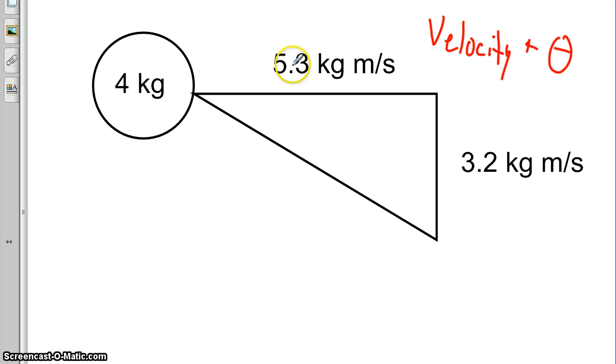To get this, you can use the Pythagorean theorem, because this is obviously a right triangle and we know two sides. So the Pythagorean theorem says a squared plus b squared is c squared, and we can use that to figure out the hypotenuse. So the hypotenuse here is going to be equal to the square root of a squared plus b squared, 5.3 squared plus 3.2 squared.